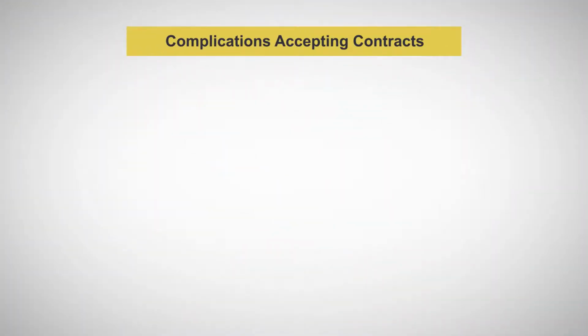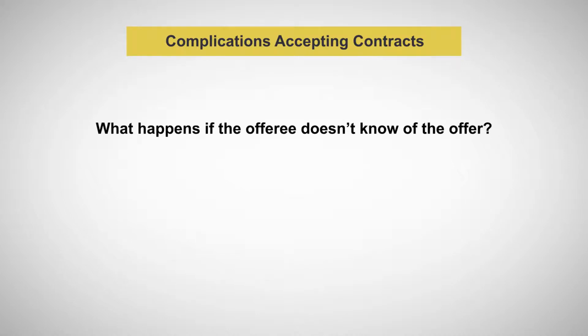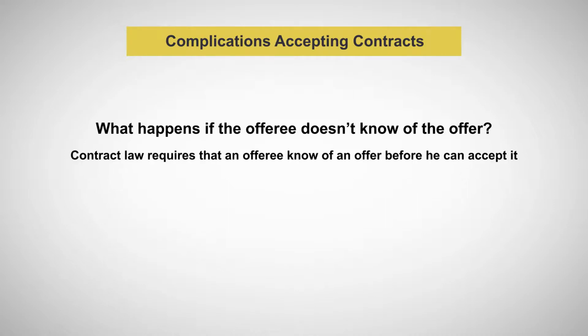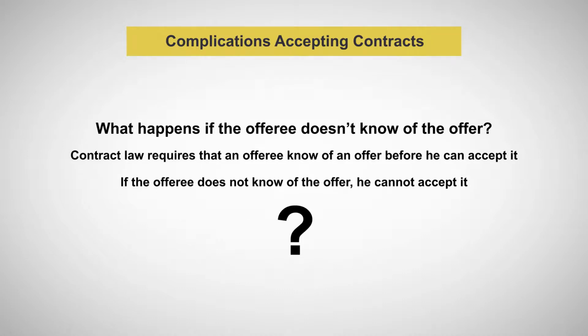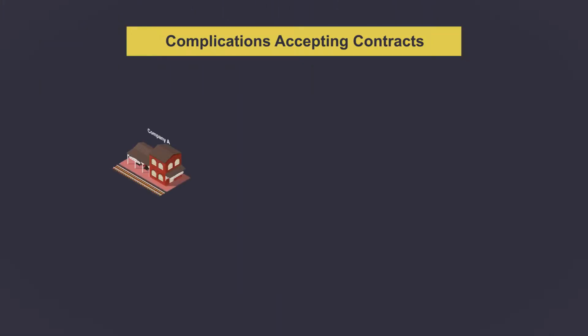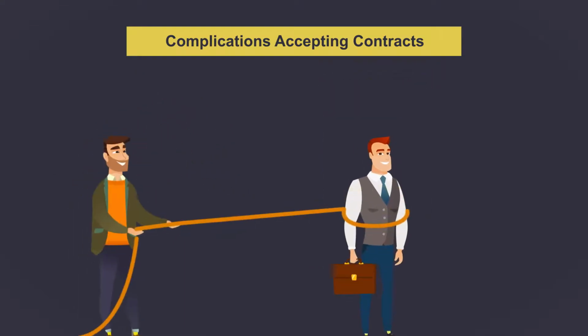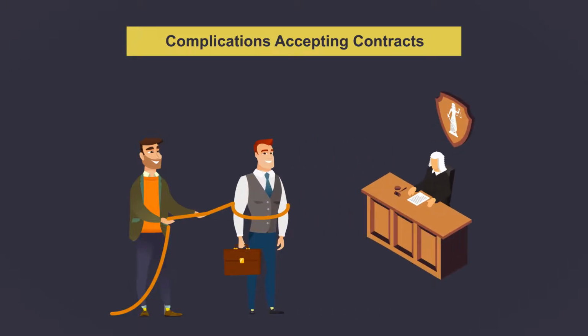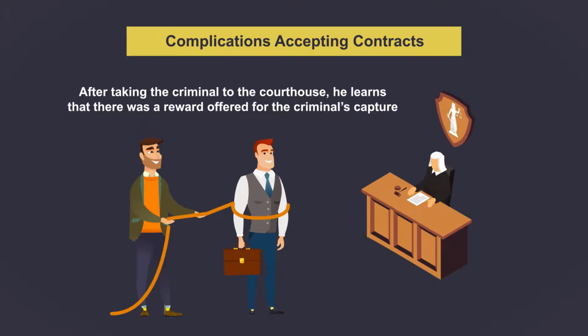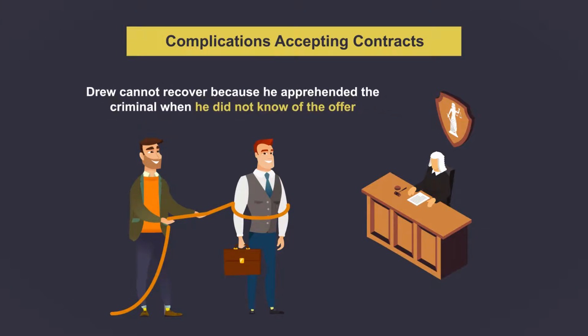First, let's take a look at complications of unilateral contracts. First, what happens if the offeree doesn't know of the offer? Contract law requires that an offeree know of the offer before it can be accepted. Thus, if the offeree doesn't know of the offer, it cannot be accepted. For example, say that Company A, a railroad company, offers a reward to anyone who catches a criminal. Drew apprehends the criminal and brings him to justice. After taking the criminal to the courthouse, he learns that there was a reward offered for the criminal's capture. Drew cannot recover because he apprehended the criminal when he did not know of the offer.